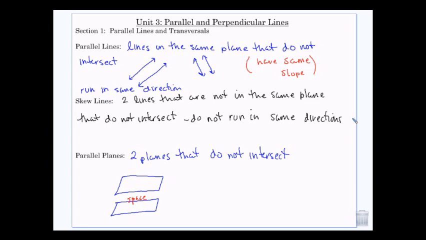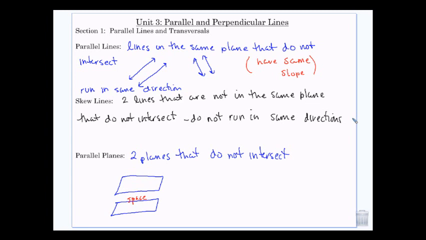Like space railroad tracks. Skew lines are not in the same plane, but they don't intersect. So they're like parallel in the fact that they don't intersect, but they're not like parallel because they don't run in the same direction. So they can't be in the same plane. So if I look at these two pens and I put one here and I put one way up here, even if I was talking about the two planes that are flat like my hands, there is a plane that exists that these two lines are in that goes up and down. So they can be in the same plane.